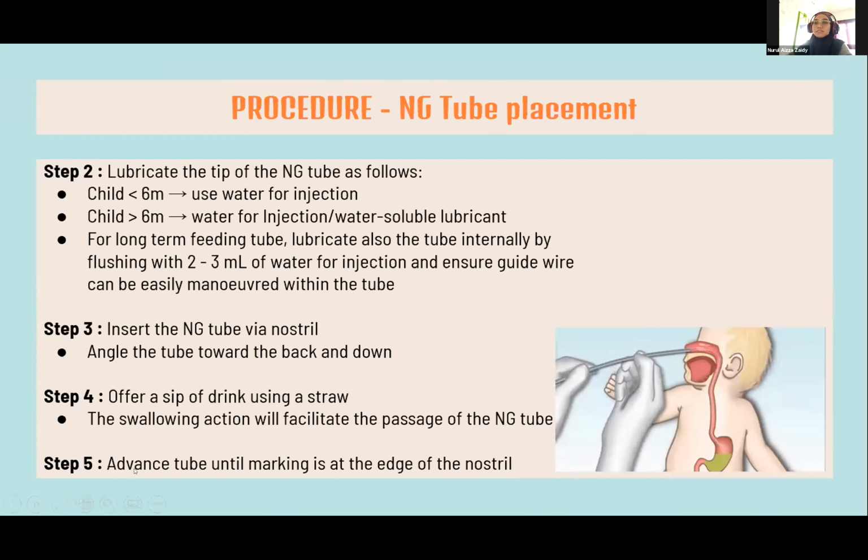In step 5, advance the tube until the marking is seen at the edge of the nostril. Just now we already measured the length, right? So after you measure, you can mark it or you can tape it. Then when you insert, just keep inserting until you see the marking here. You see the marking and then you stop.